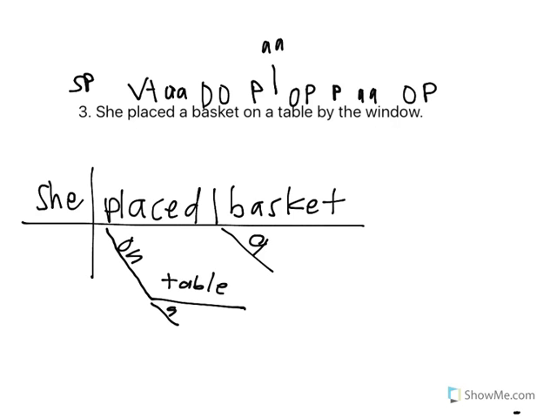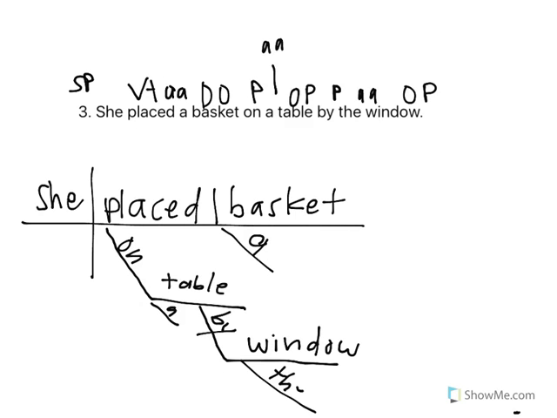So since this is modifying table, it's actually going to go underneath here. Preposition, by, and the object of the preposition, window. Now the is modifying window, and we know that's an article adjective, so it goes below window. So the sentence structure of the sentence is going to be simple. And what's the purpose? It's to make a statement or declaration, so declarative.